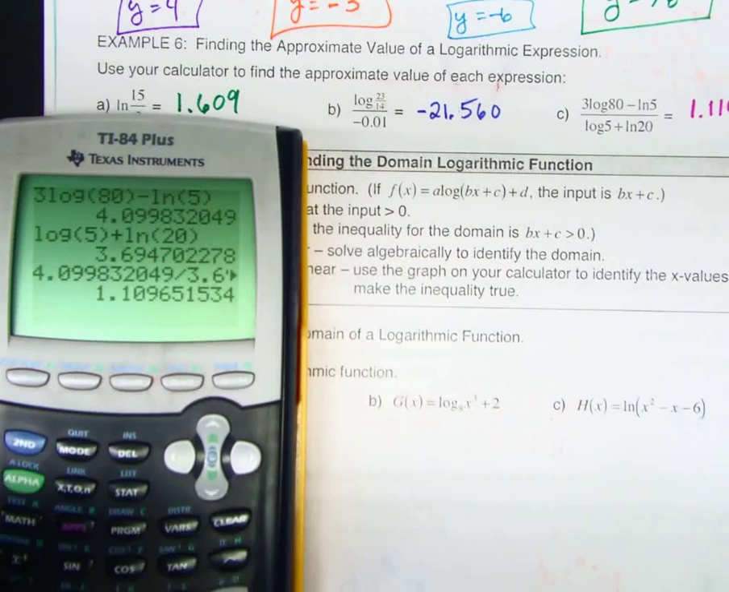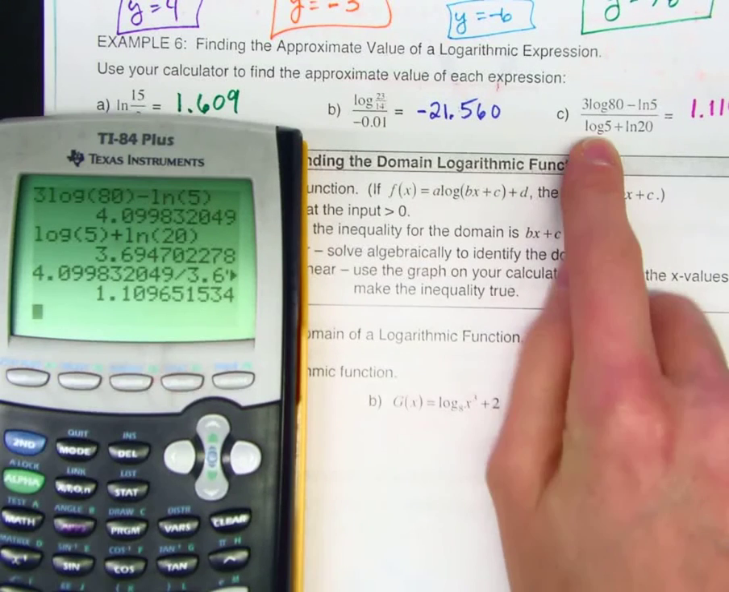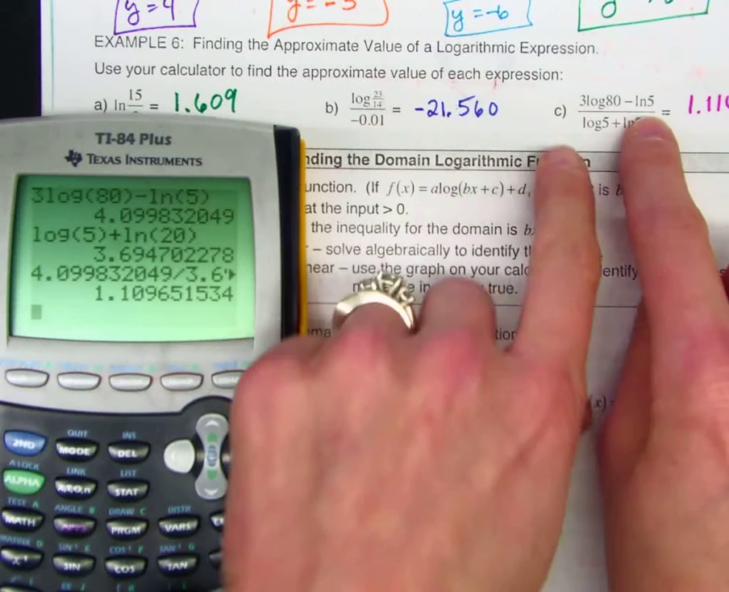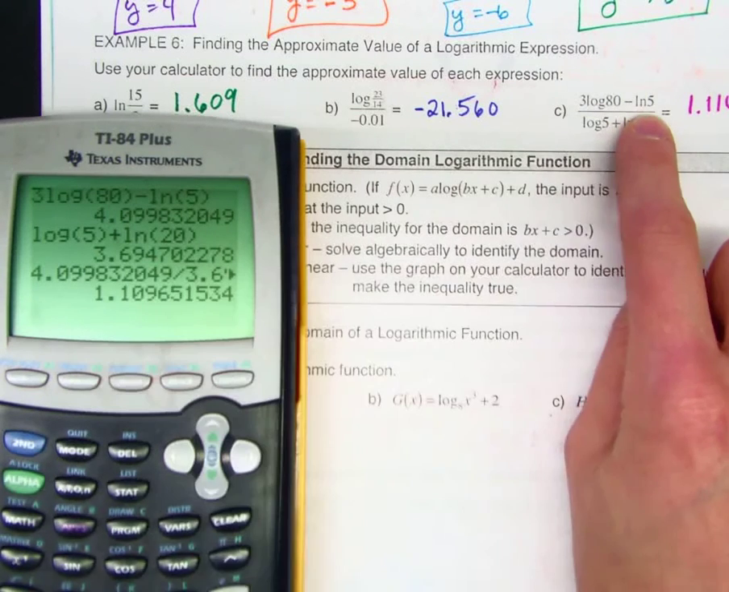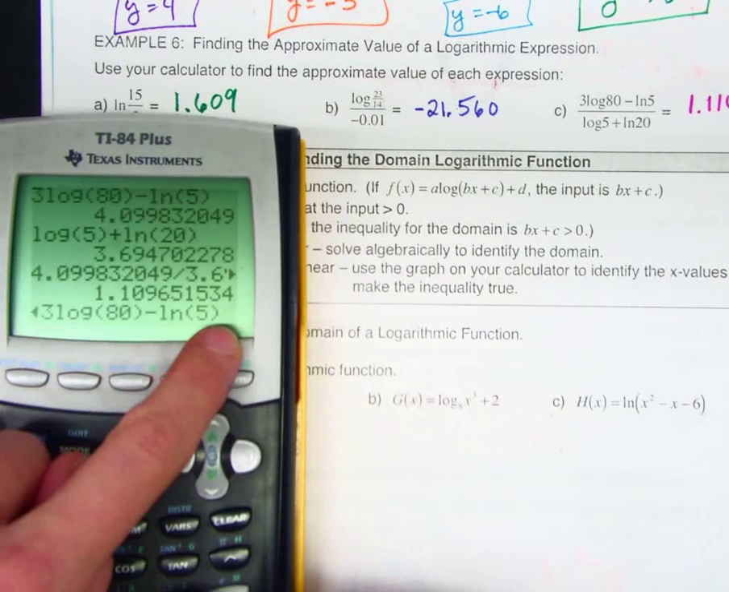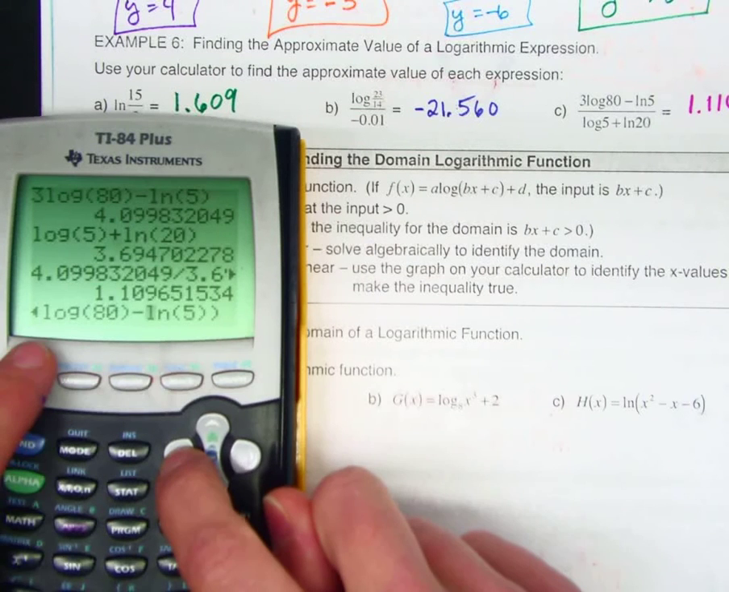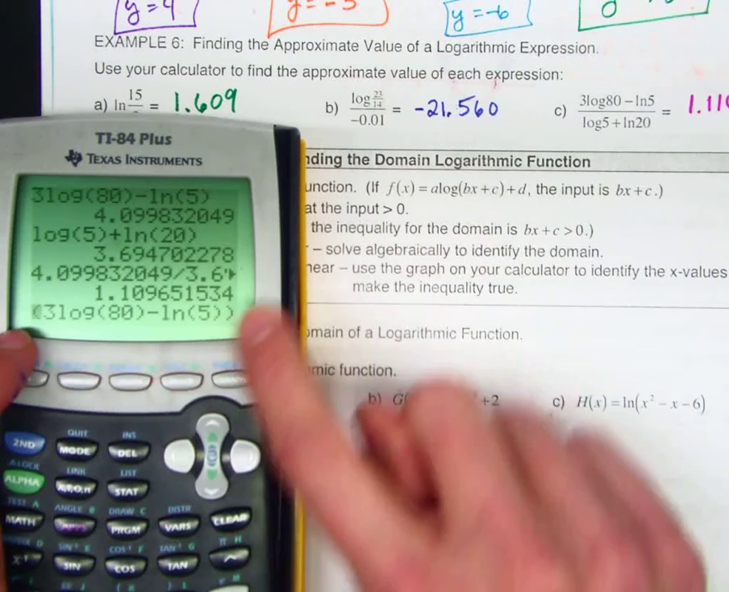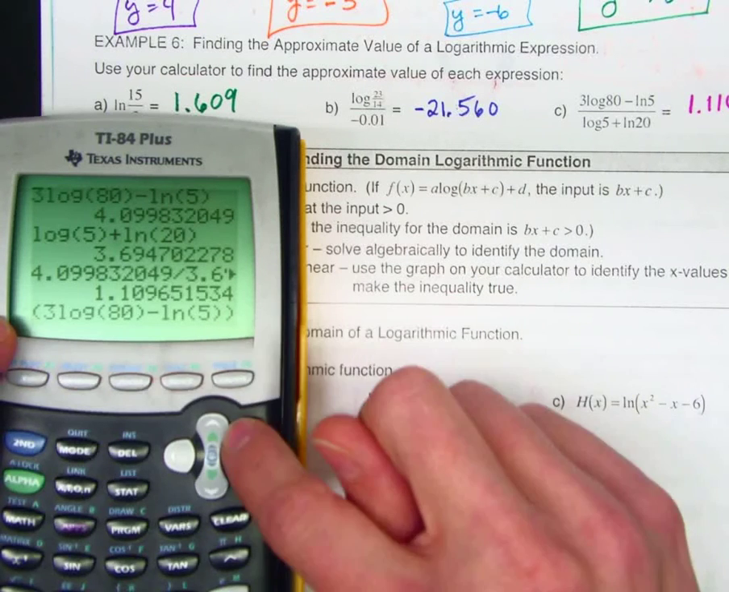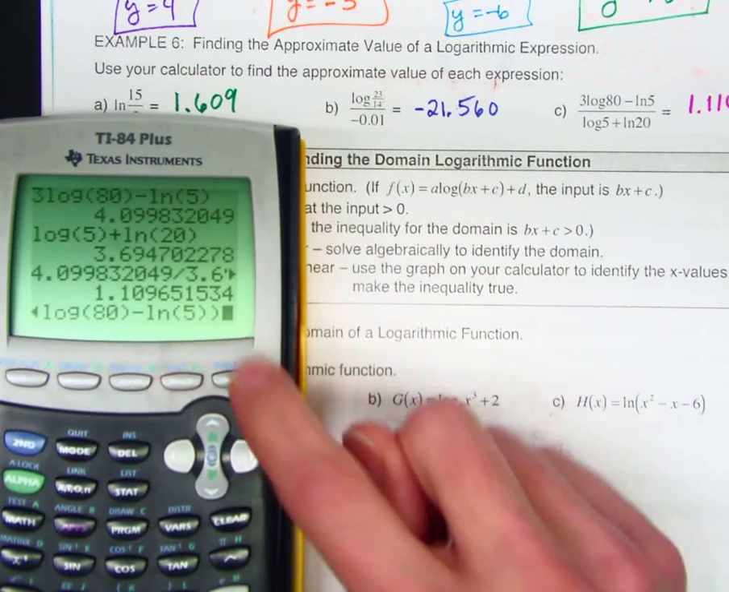If you were to do this all in one step, you do need to be extra careful with parentheses. On the top part here, you would need an extra set. So we would have parentheses, 3 log 80, and parentheses, minus the natural log of 5. But then you need an additional parentheses there, because remember we have a parentheses in front of the 3 and a parentheses after the natural log of 5. This is telling you that this whole thing is your numerator.